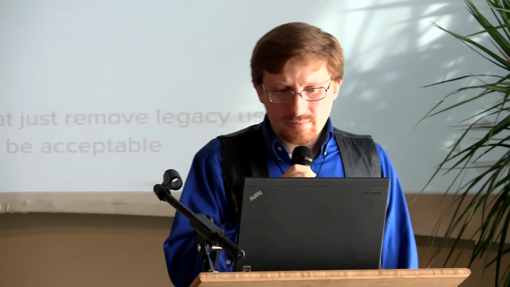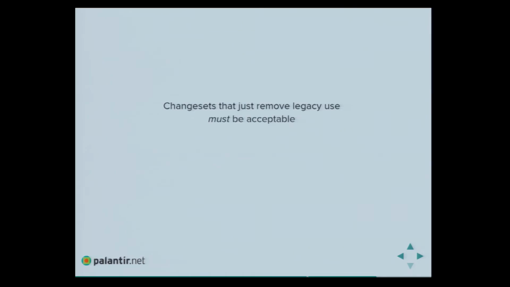Have a sunset plan. Is it a release blocker to finish removing this old API? Maybe it should be, maybe it shouldn't. Either way is a fair answer, but be explicit about it. Make that a deliberate decision. It also means change sets that are just fixing stuff, removing legacy code, just refactoring the system, must be acceptable. It must be okay. You must accept patches that are just improving the code quality.